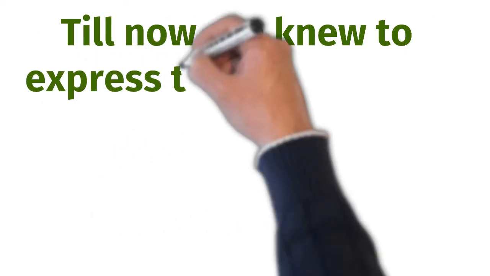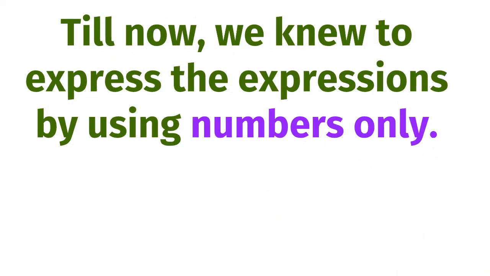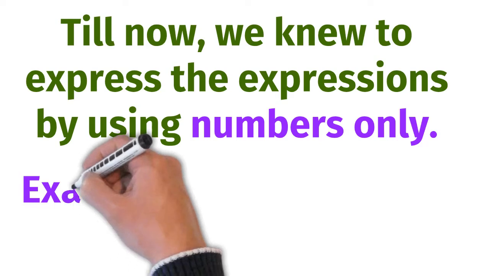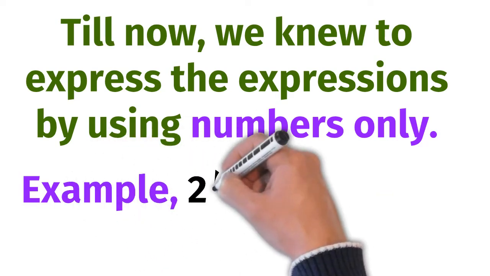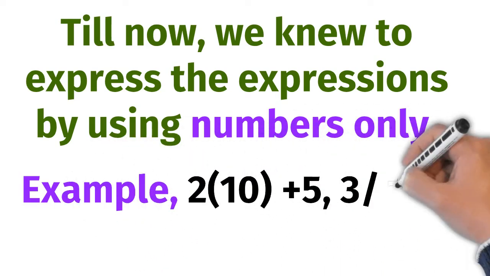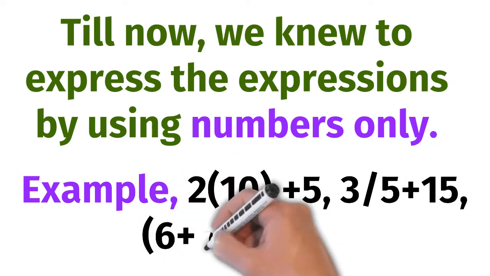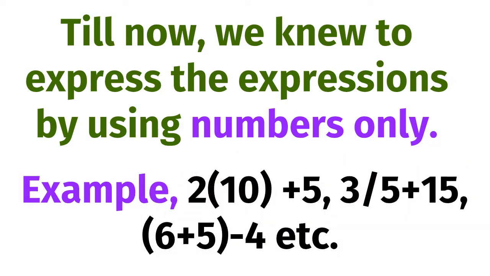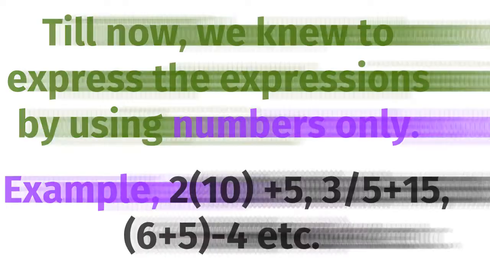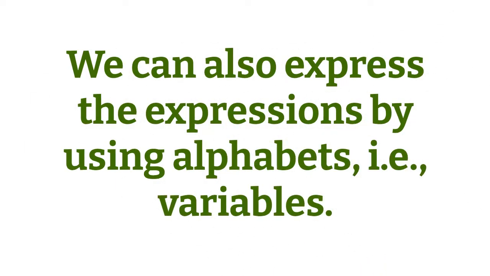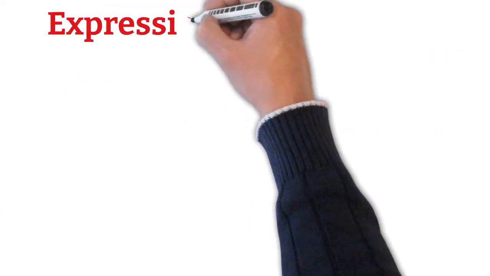Till now, we knew to express the expressions by using numbers only. For example, 2 into 10 plus 5, 3 by 5 plus 15, 6 plus 5 minus 4, etc. are expressions having numbers only. But now we can also express the expressions by using alphabets, that is variables. Let's discuss some expressions expressed by using variables and know how they are formed.